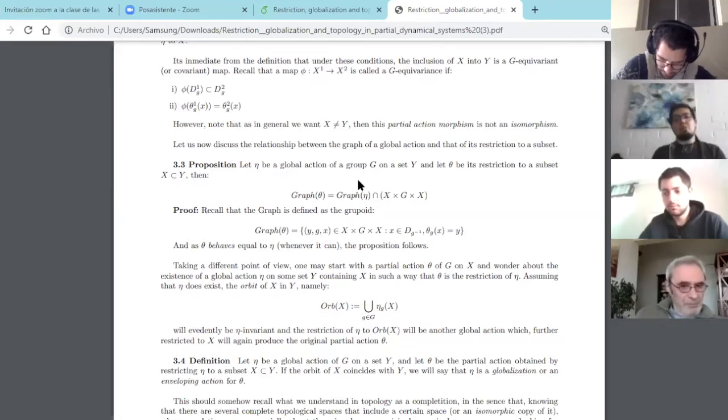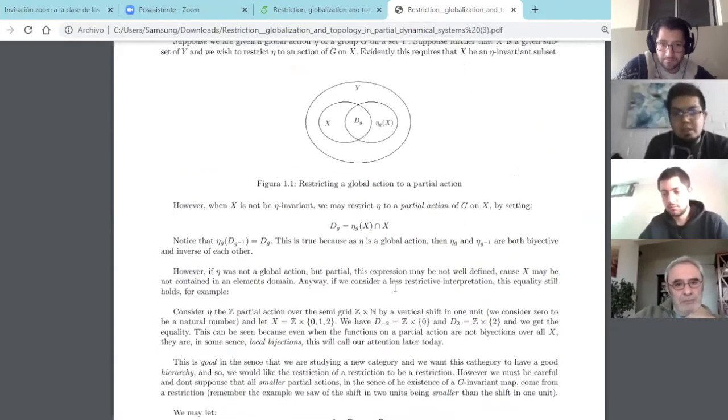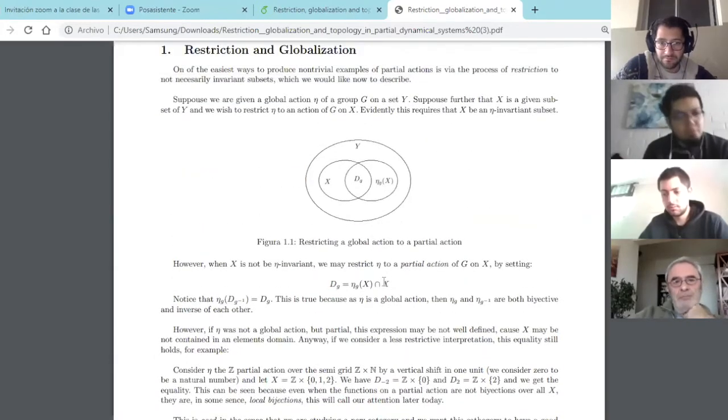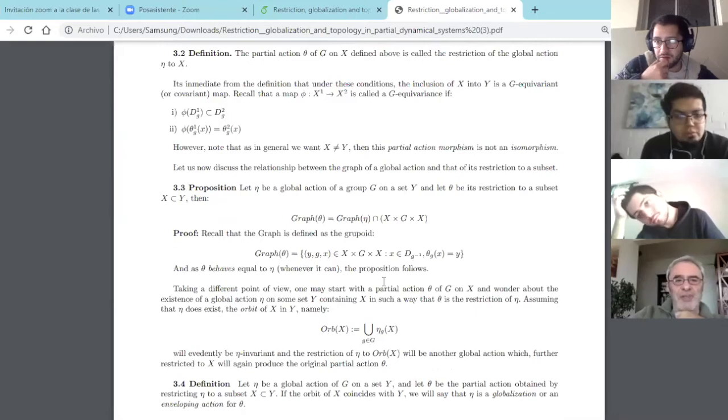And I just wanted to comment that one of the questions we stated last time was: what happens, can we have empty domains? From here, it's obvious that yes, we can, because it's just enough for X not to overlap with its image under some g. And in your particular case, already D3 and D minus 3 are void. Yeah, exactly.